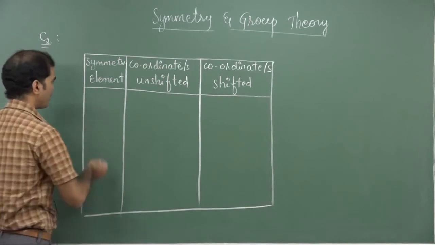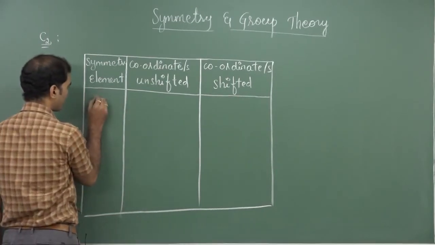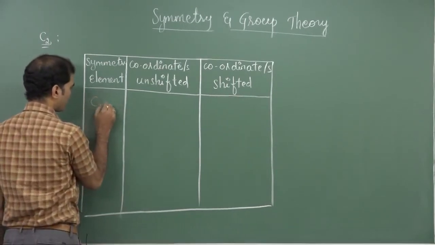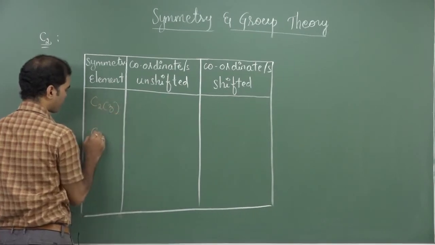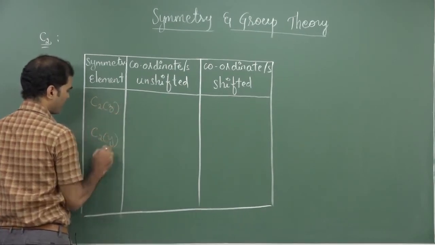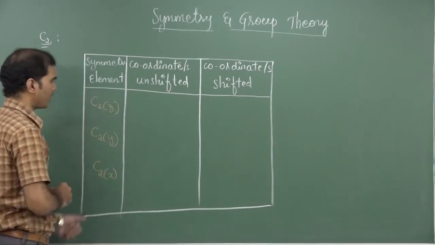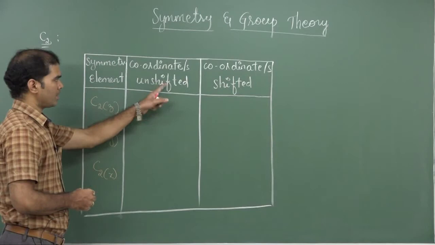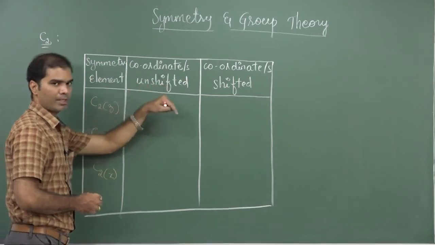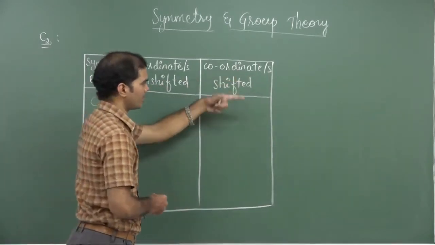Now the symmetry element that we have chosen is a C2. The first one is C2 along Z, C2 along Y, and a C2 along X. These are the coordinates that are unshifted, or the coordinates which are shifted.